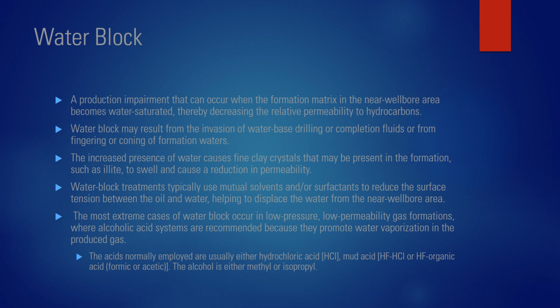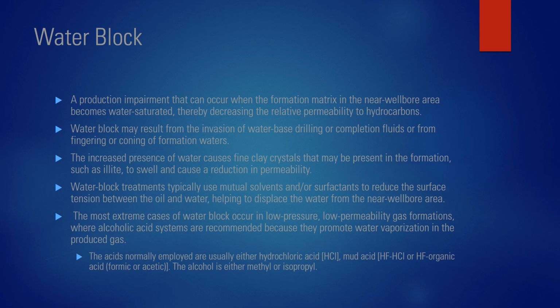Water block. A production impairment that can occur when the formation matrix in the near wellbore area becomes water saturated, thereby decreasing the relative permeability to hydrocarbons. Water block may result from the invasion of water-based drilling or completion fluids, or from fingering or coning of formation waters. The increased presence of water causes fine clay crystals that may be present in the formation, such as illite, to swell and cause a reduction in permeability. Water block treatments typically use mutual solvents and/or surfactants to reduce the surface tension between the oil and water, helping to displace the water from the near wellbore area.